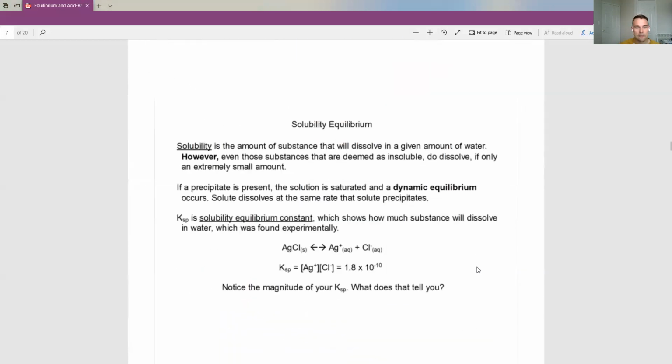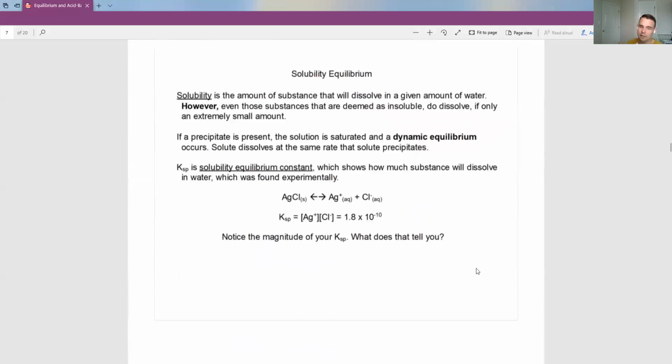Okay, so solubility equilibrium is a little bit different than the stuff we just talked about. Solubility, we know, has to do with dissolving a substance in a given amount of water. We talked about that when we were talking about our solutions. However, even those substances that are deemed as insoluble, they do dissolve, if only an extremely small amount. So when we talked about our solubility rules, there were things that the rule said were insoluble. And I basically lied straight to your face because, one, you'd believe me, and two, it's fun. So what it means, if something is technically insoluble, it just dissolves so little that you don't see anything happening.